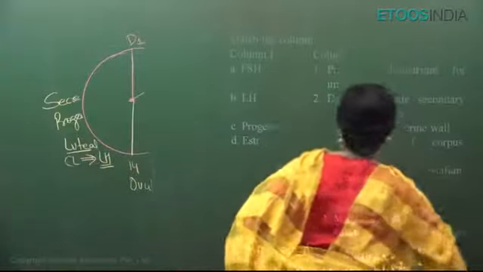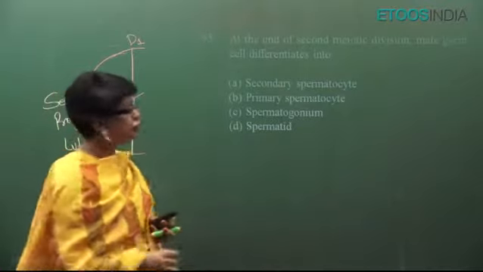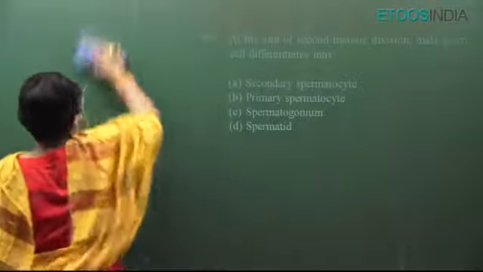Now let's see the next question. At the end of second meiotic division, male germ cell differentiates into. Now here they are talking about spermatogenesis. Students, spermatogenesis and oogenesis are again very, very important.